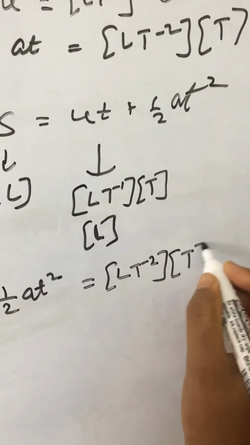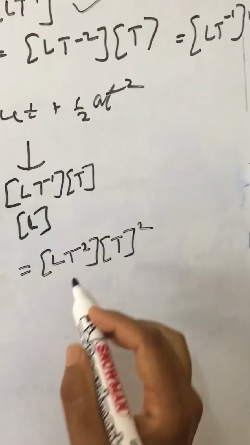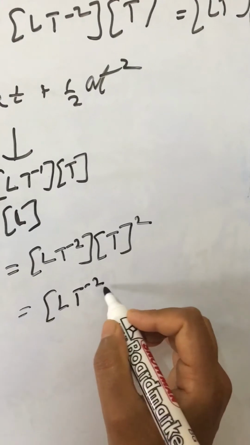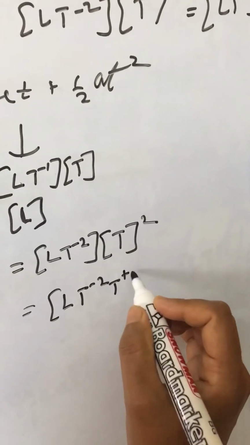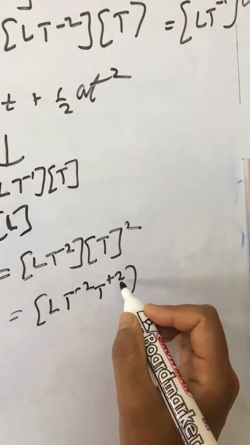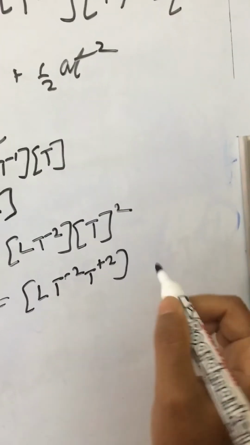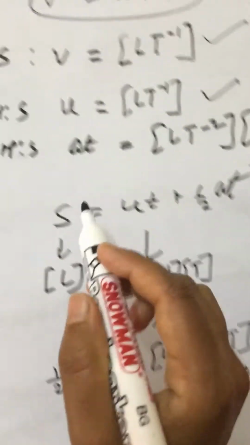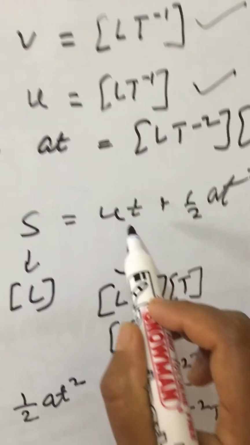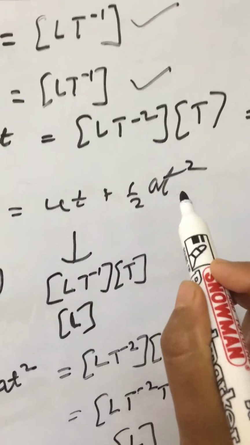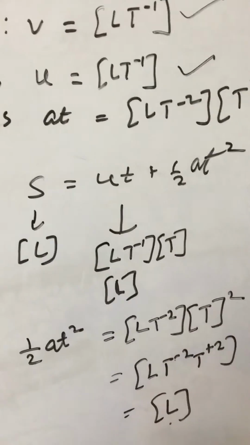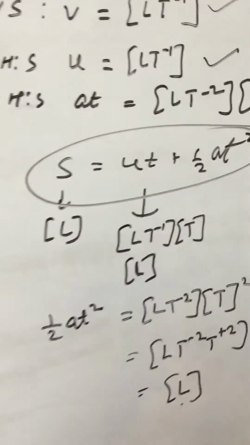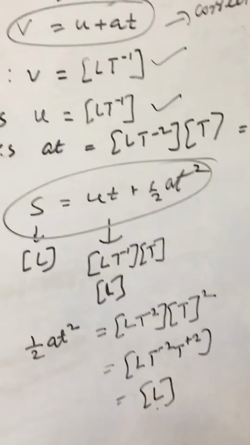T is what? T square, right? Then this is L t to the power minus 2, t to the power plus 2, minus 2 plus 2, 0. Anything to the power 0 is 1. So you have seen this also: L. The dimension of S is L, ut is L, half at square is also L. That means LHS and RHS are all the same, which means this equation is correct. So you have done it in your homework.